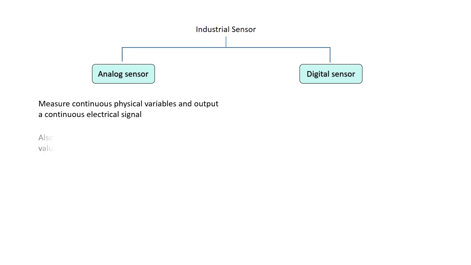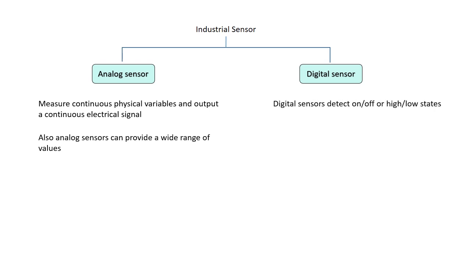Also, analog sensors can provide a wide range of values that represent varying conditions of the measured parameter. In contrast, digital sensors detect on, off, or high-low states, providing a signal with only two possible outcomes. In simple terms, digital sensors detect the presence or absence of an object, resulting in a binary signal output. Let's move to another chapter to take a close look at how these sensors work and their working principle.